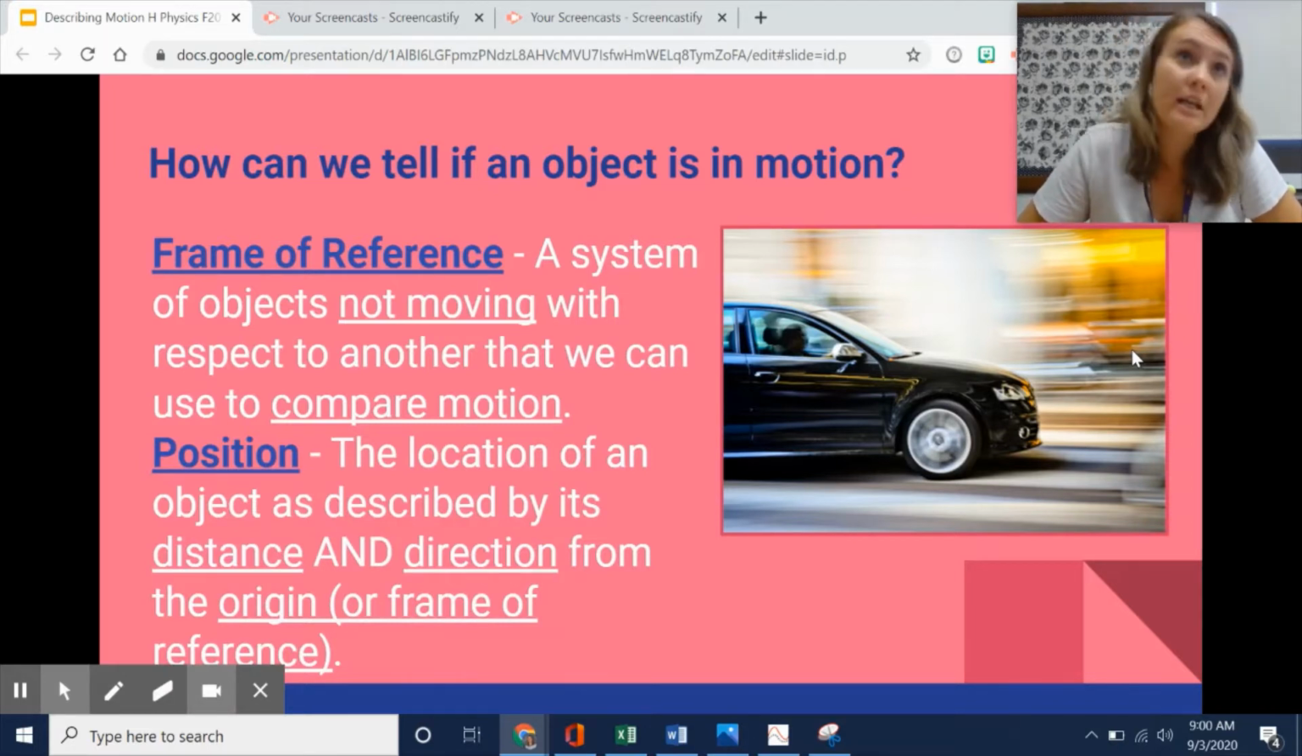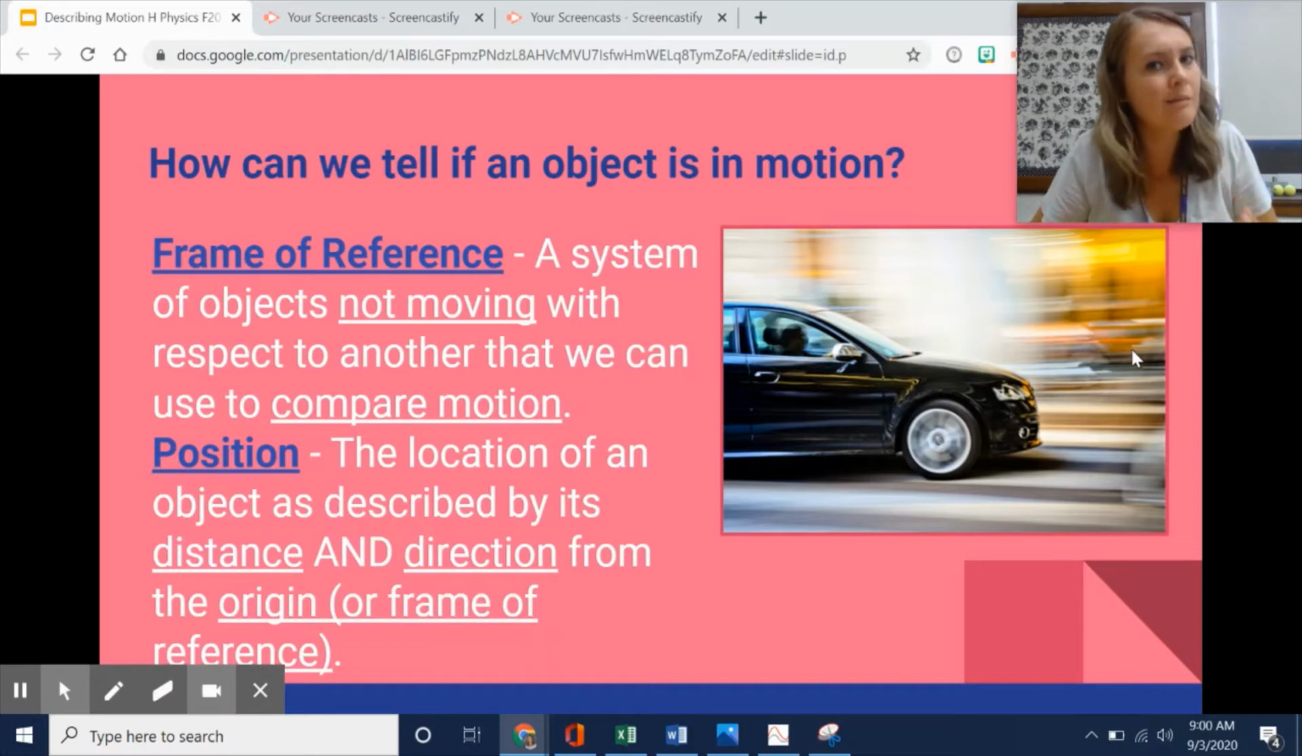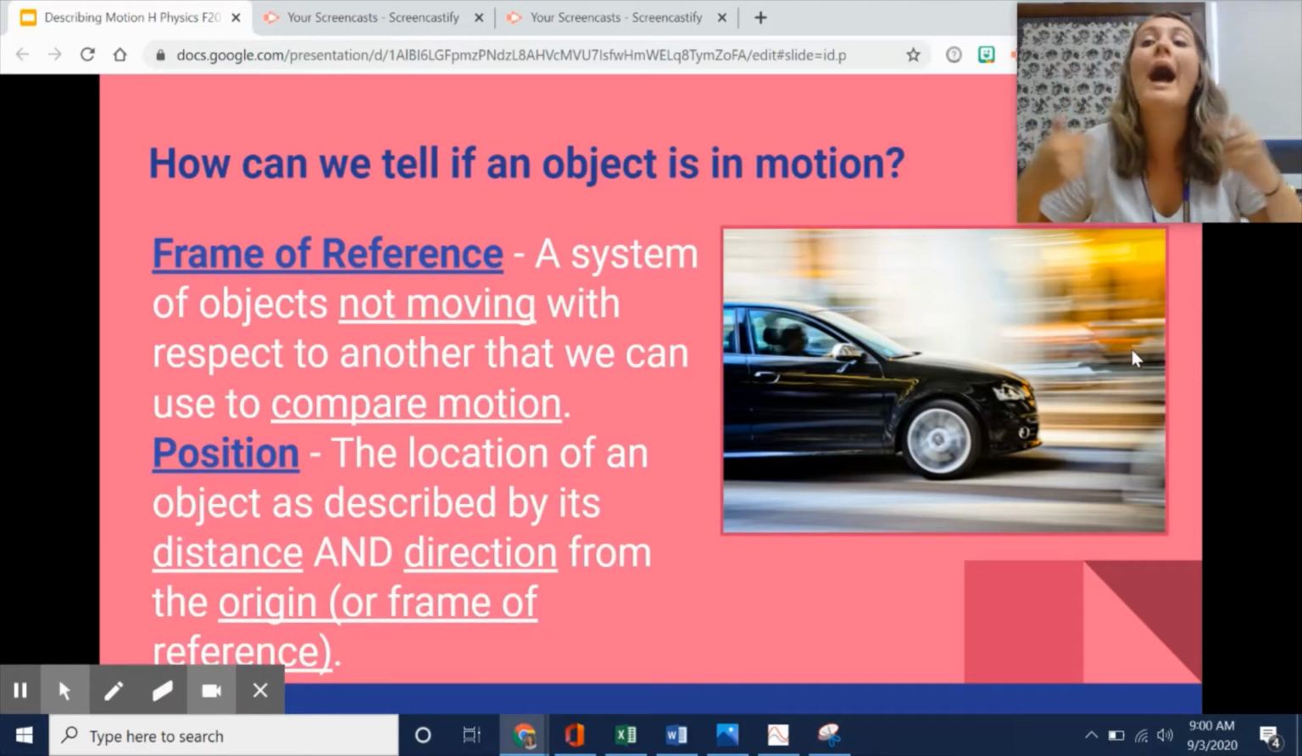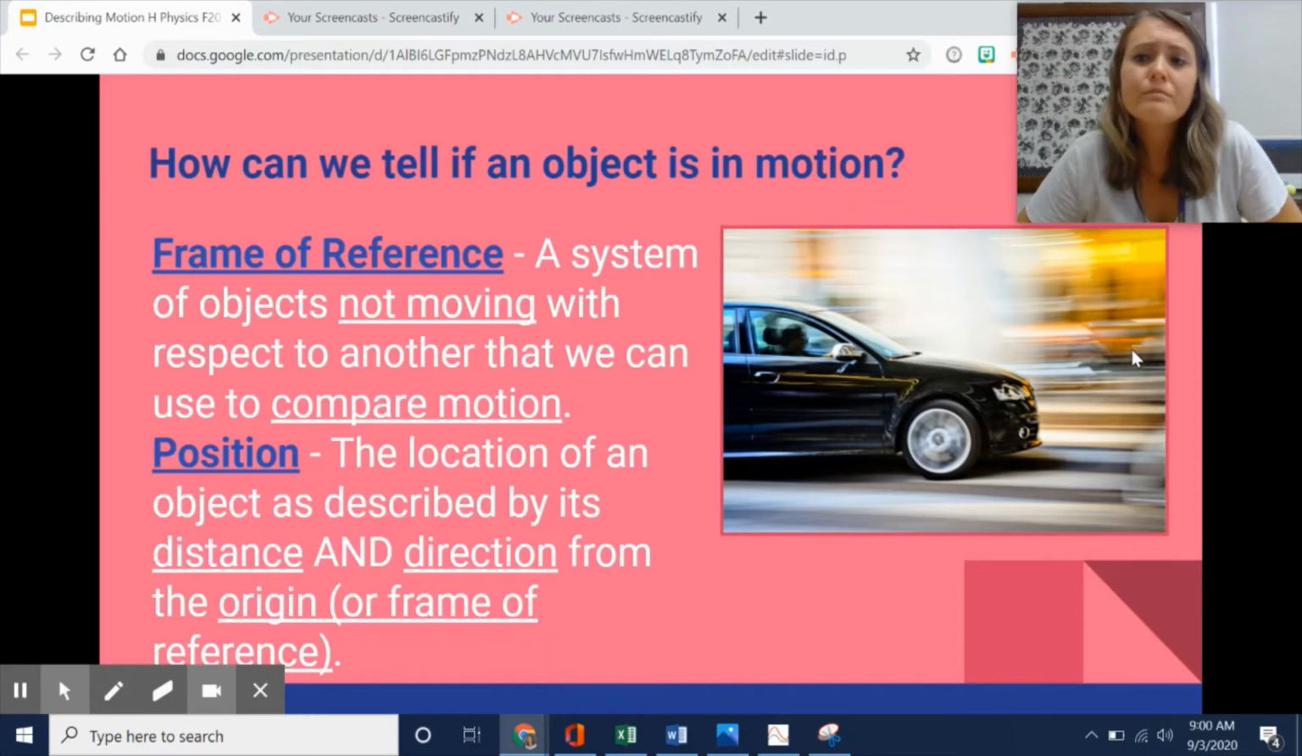Now, if it seems like those objects are moving, in your brain, you know that they're really not moving, and that helps you identify, oh, I must be the one moving. However, if you see those objects, the trees, the house, the street signs, at rest, you probably know that you're not moving. So this system of objects not moving with respect to one another are good indicators allowing us to compare motion. We call that a frame of reference.